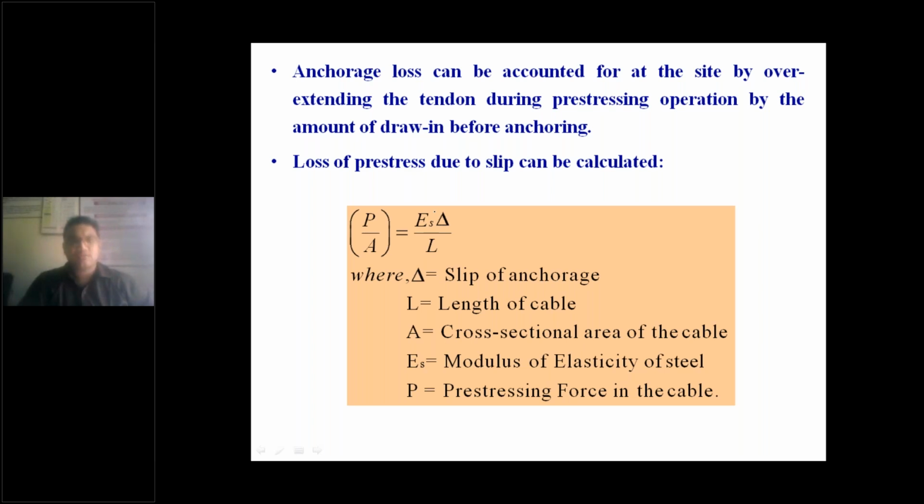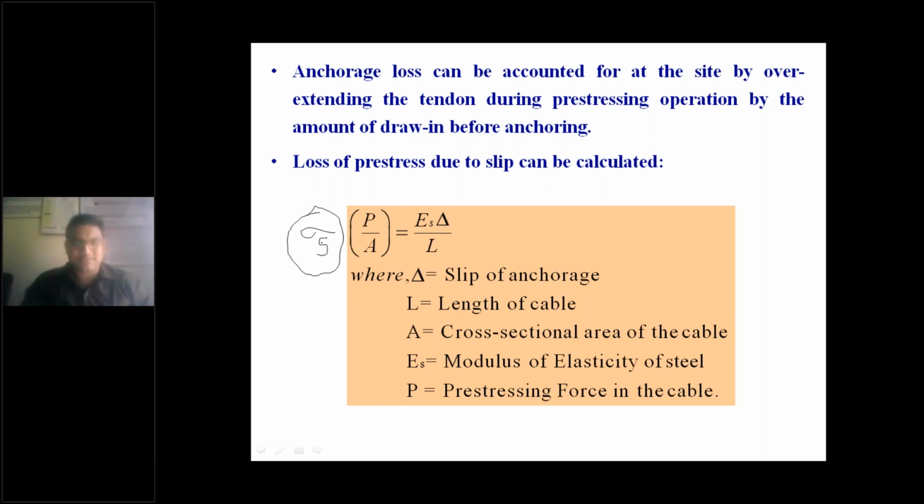From this slip of anchorage, you are going to calculate the loss of prestress due to slip. We calculate how much loss has occurred due to slip. So how are you going to calculate that? You can calculate in terms of prestressing force, or directly in terms of prestress. Why? Because P by A stands for what? Stress. What stress is it? Anchorage slip stress. Anchorage slip stress is going to be considered as the anchorage slip loss. So you are going to sum this with the total losses.